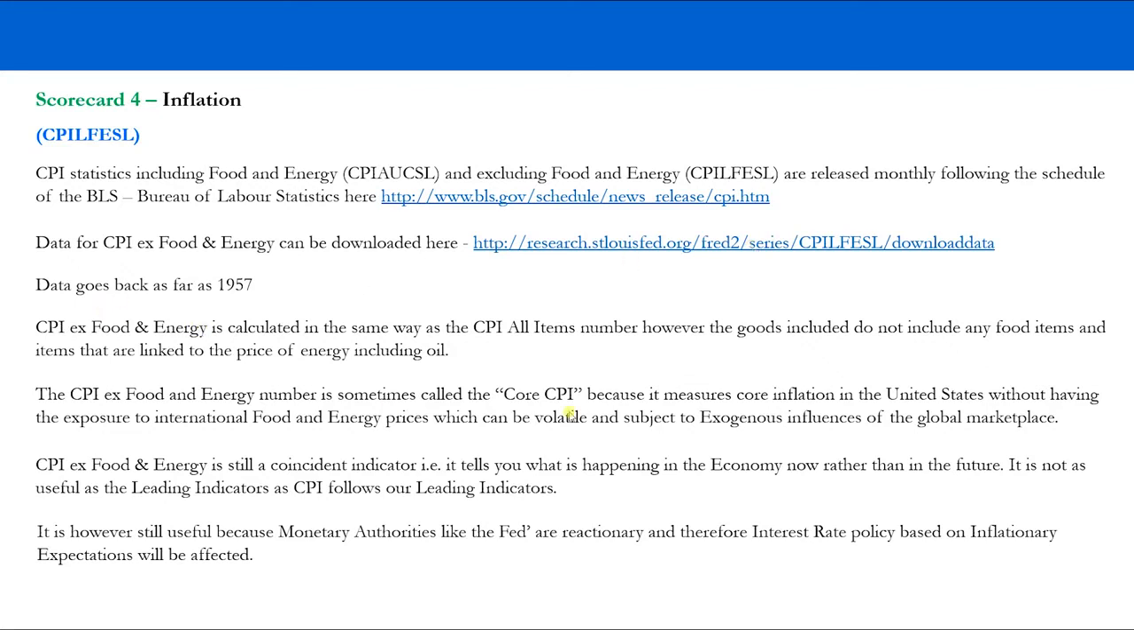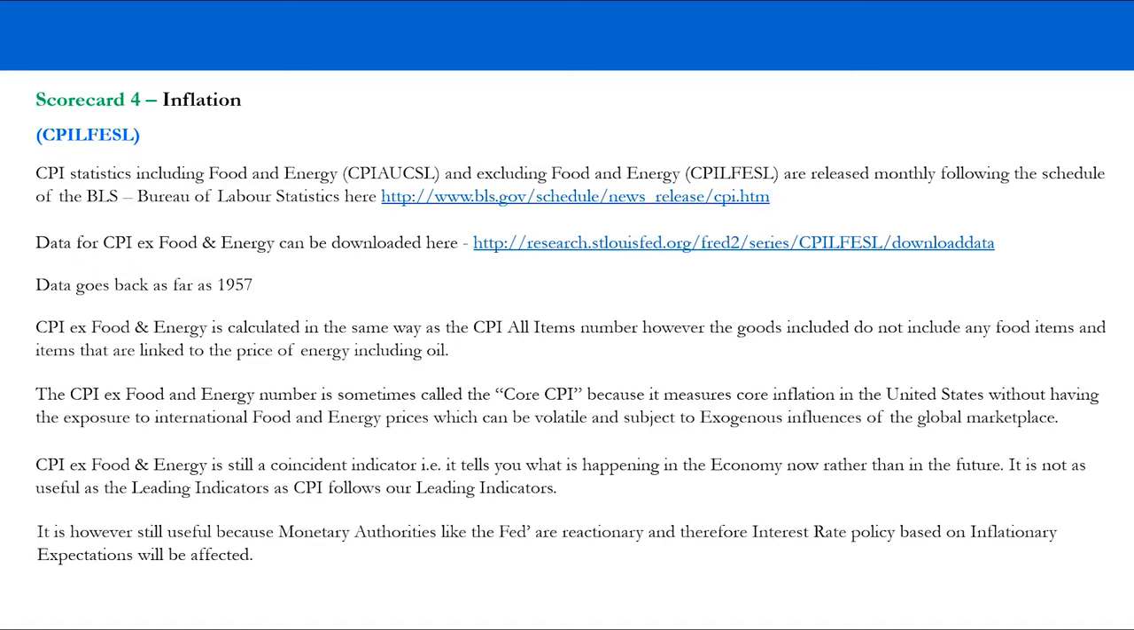The data goes back as far as 1957, so not as far back as the CPI stats including food and energy, if you recall, which went back to 1947. The CPI X food and energy number is essentially calculated in exactly the same way as the CPI all items number including food and energy. However, the goods included in the overall basket don't include any food items and are not linked to the price of energy at all, including oil.